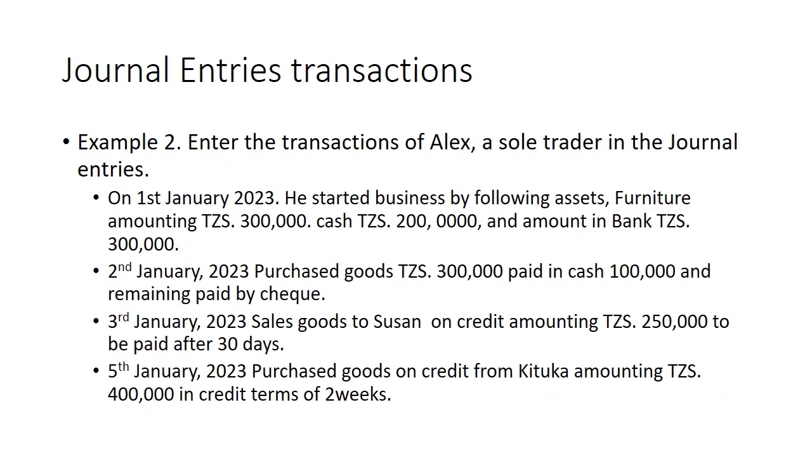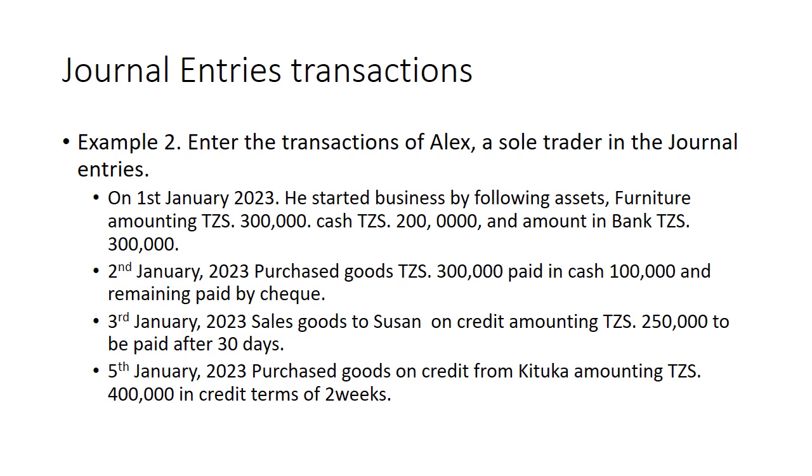For instance, if you have the following transaction, example 2: enter the transactions of Alex, a sole trader, in the journal entries. On 1st January 2023, Alex started a business with the following assets: furniture 300,000, cash 200,000, and amount in bank 300,000.